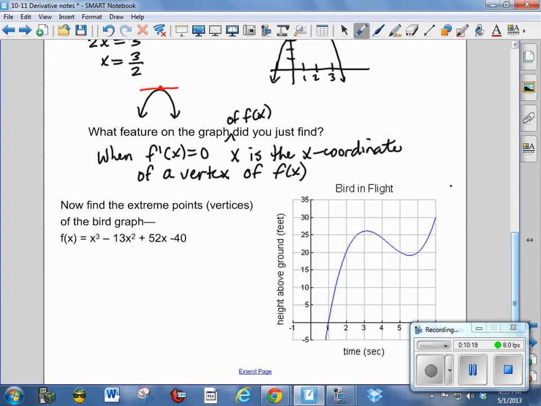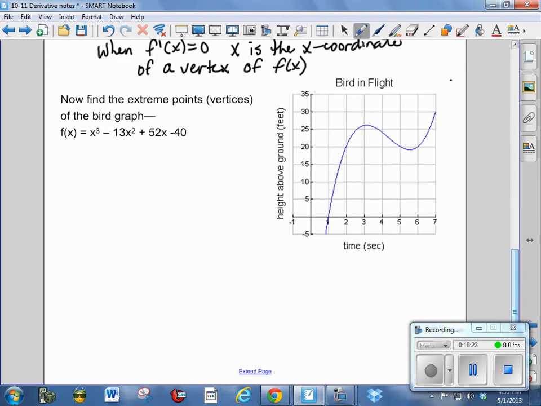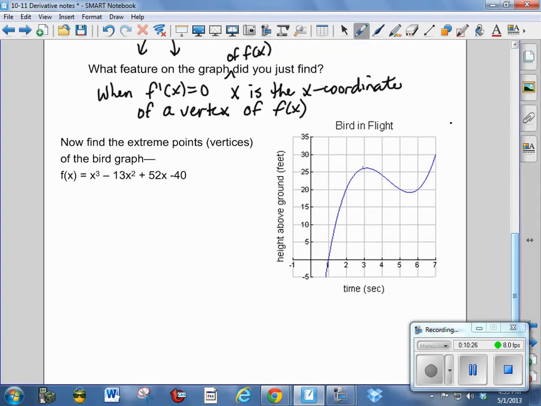Now the next graph happens to have two vertices. It has one here and one here, and I'd like to be able to find the coordinates of those, neither of which are going to turn out to be nice numbers. So first of all, start by finding f prime of x. So f prime of x in this case is 3x squared minus 26x plus 52.